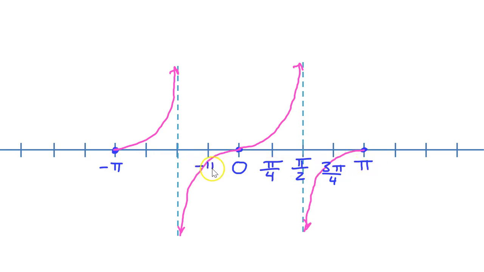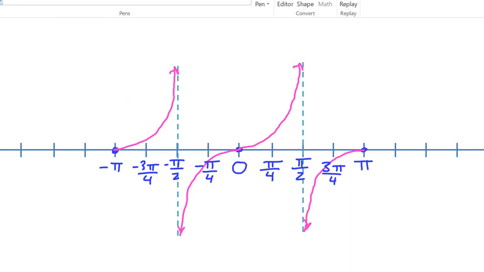So this will be negative pi over 4. And this will be negative pi over 2. And this will be negative 3 pi over 4. That is very important. Every one of these marks needs to be labeled on the x-axis. Now we also need a y-axis, which of course will go at 0. So let me just take a moment and draw that in.